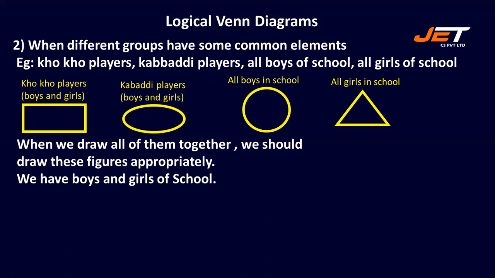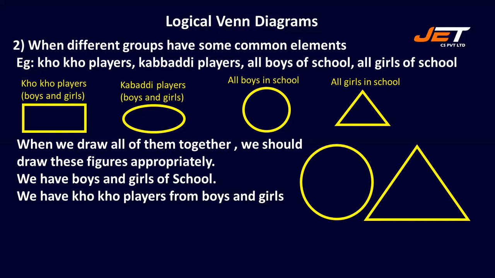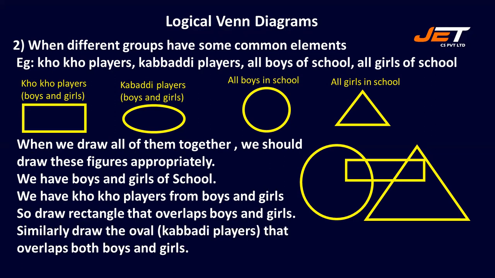So we have boys and girls of school. We can see the circle and the triangle. We have Kho players from boys and girls, which means the Kho players can be both boys and girls. So draw a rectangle that overlaps the boys and girls. Similarly, draw the oval which represents the Kabaddi players that overlaps both boys and girls, because the Kabaddi players can be both boys and girls, right?